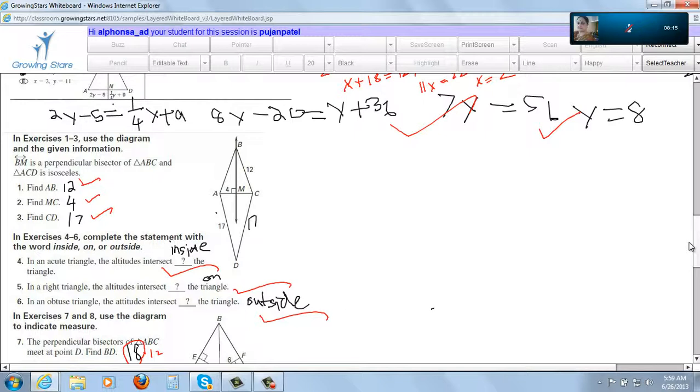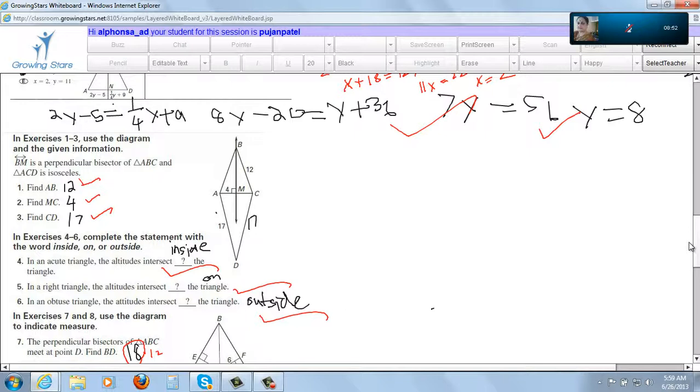I think all the other questions you've done quite well, except for this one here. The perpendicular bisectors of triangle ABC. I'm sure you knew it, somehow made a mistake there. Any point on the perpendicular bisector will be equidistant from the endpoints of the line segment. So you got DC as 12. But then why not BD?